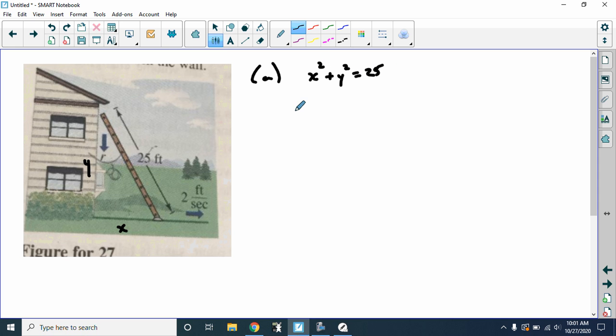And then find the derivative, 2x times dx/dt plus 2y times dy/dt is equal to the derivative of 25 squared, which is 0.